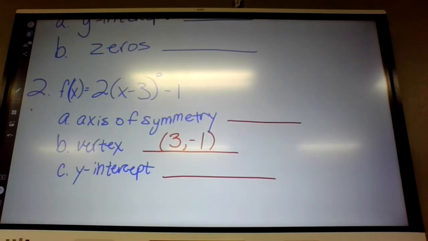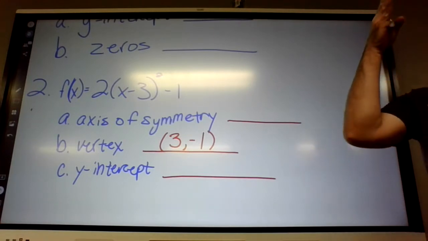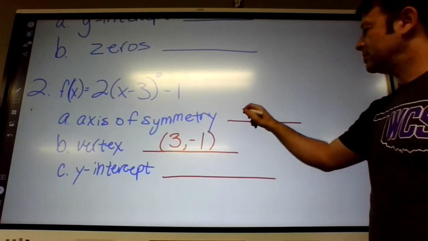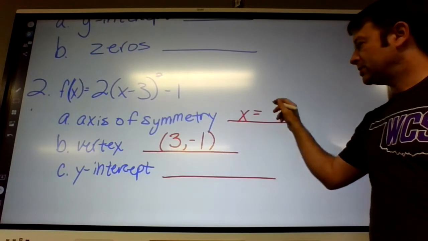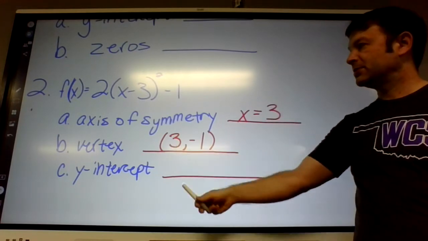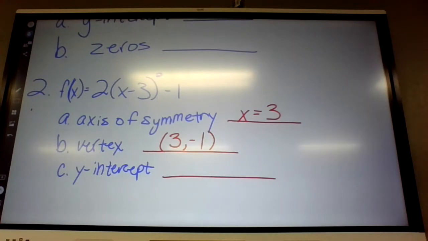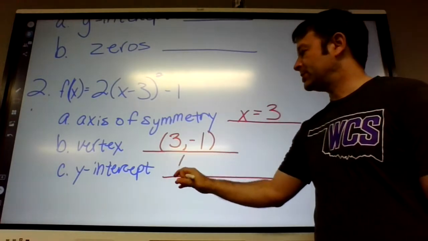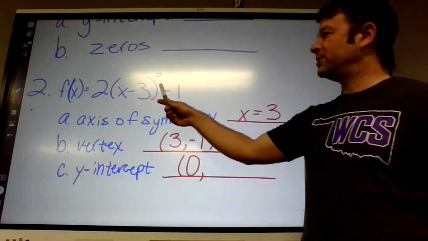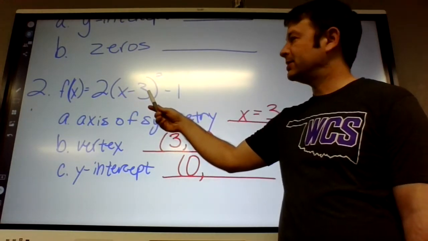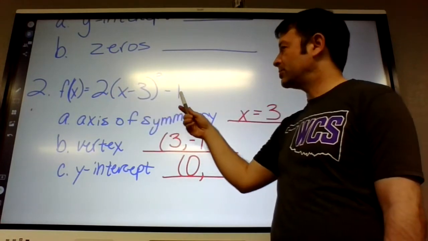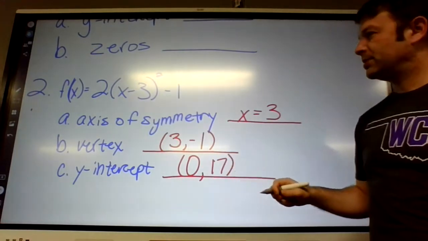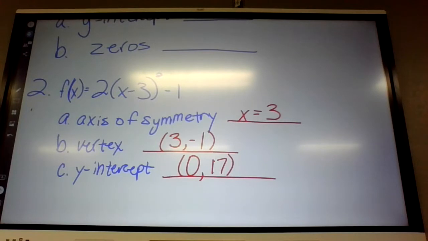Okay, do you guys remember what the axis of symmetry was? It's a line that goes right down the middle of the parabola. And it always said x equals what? Yeah, it matches the x-coordinate of the vertex. Okay, how did we find the y-intercept on the last problem? We put in 0 for x. If I put in 0 for x, 0 minus 3, negative 3 squared, positive 9 times 2, minus 1, 17. So this one's a little bit harder to find the y-intercept. Actually, I have to do some work.